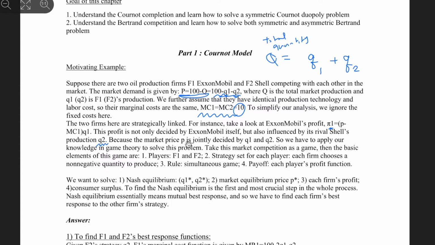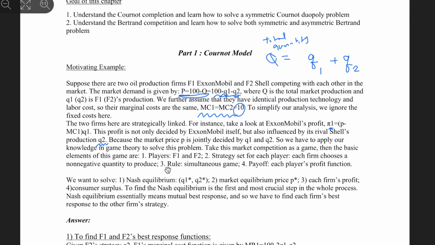And because the market price P is jointly decided by Q1 and Q2, we have to apply our knowledge in game theory to solve the problem. Take this market competition as a game, and the basic elements for these games are: 1, who are the players? From 1, Exxon, and from 2, Shell. And 2, what are the strategies? They can decide how many they want to produce, right? Depending on the choice of Q2, and Q2 chooses their quantity depending on the size of Q1, right?